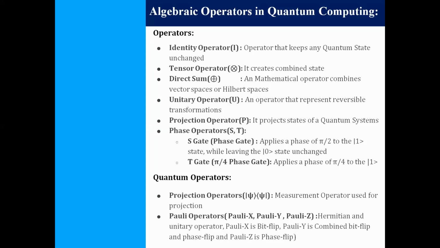Now, to take some of the sections of the notebooks today, the first one is the identity operator, which keeps the state unchanged. There is also the tensor operator, which creates the combined state of 2 different states. And the direct sum, a mathematical operator that also works on 2 states and creates one combined state or a set of states.